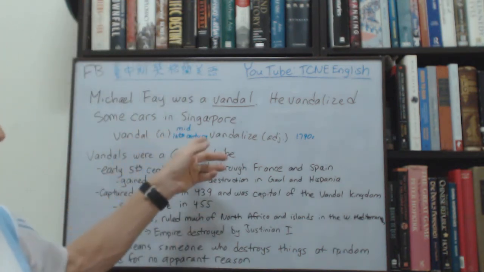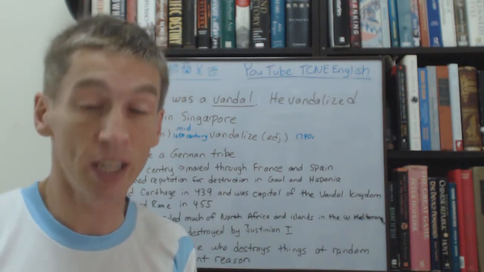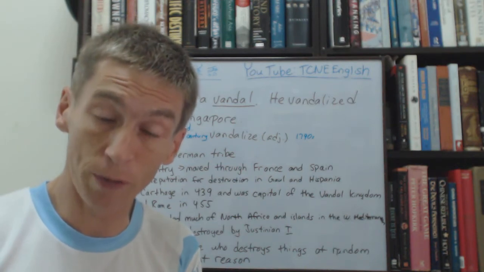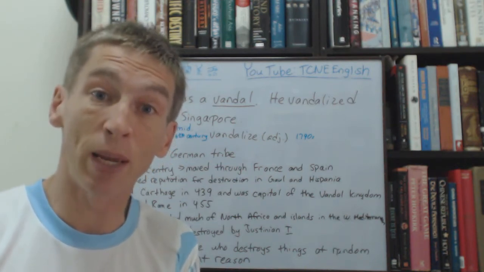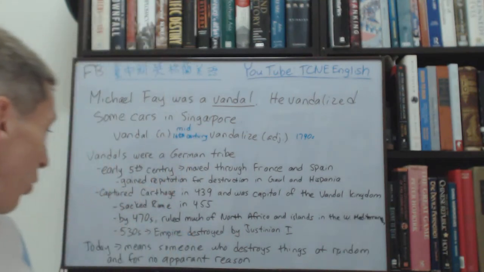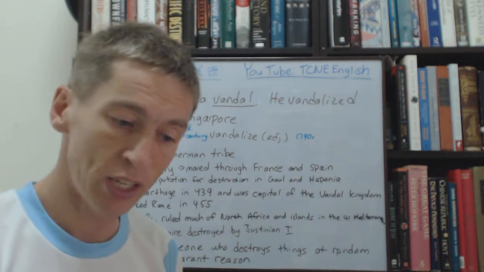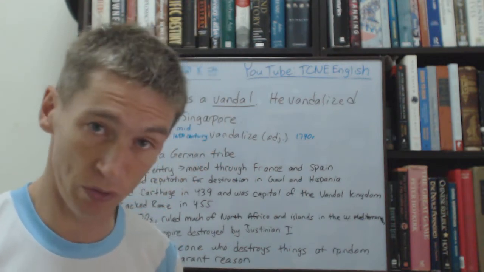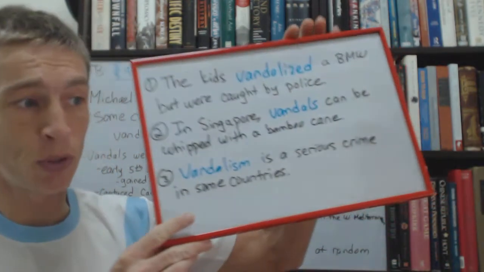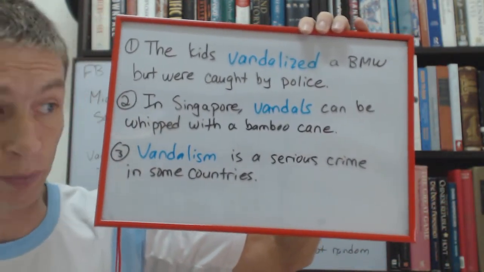Well, by the 1550s, the word vandal had entered the English language. From this legacy of destruction, the Vandals now became the source of the word for a person who destroys things. So now, today, it means someone who destroys things at random, and they don't really seem to have a reason for it. Now, let's look at 3 more example sentences of how to use different forms of the word vandal.